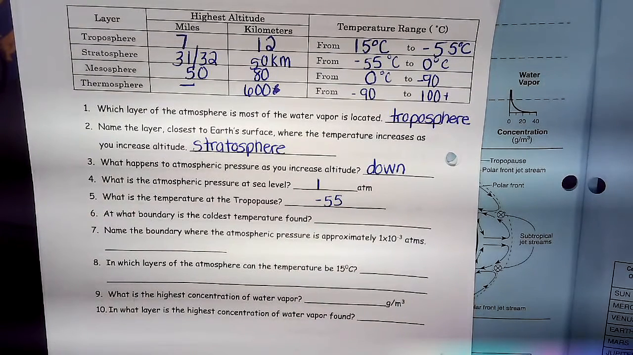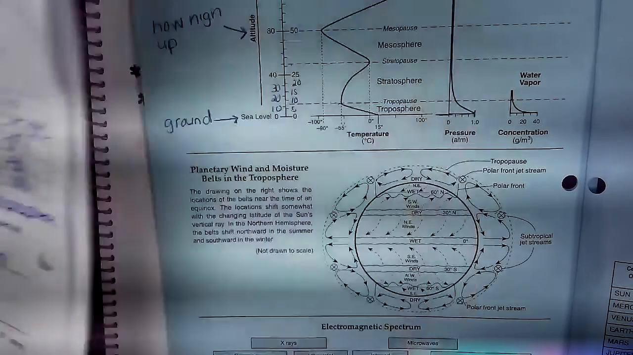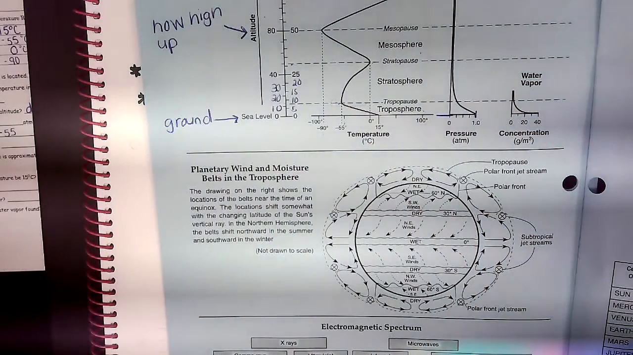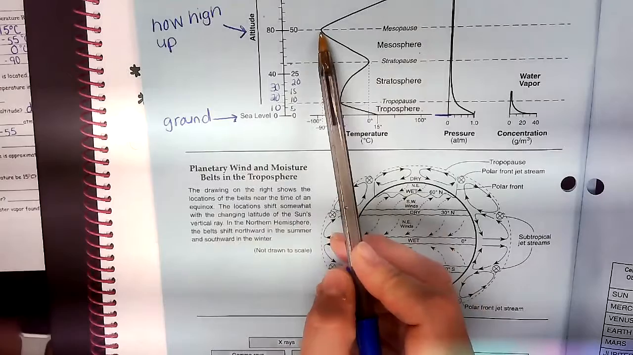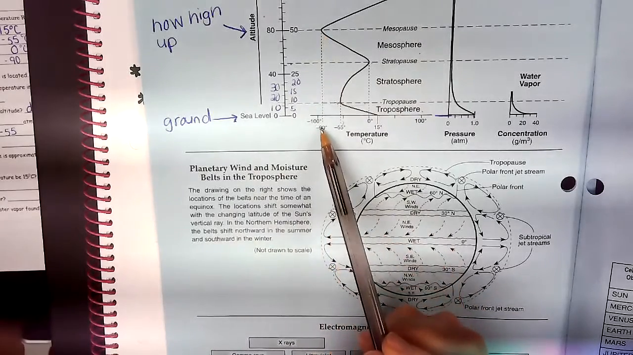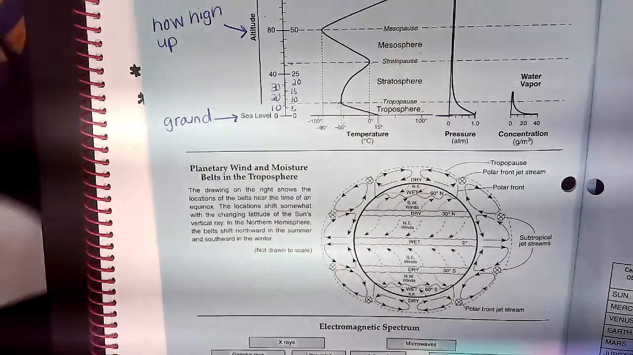At what boundary is the coldest temperature? So everybody go onto your graph. I'm going to just call on random people, so get ready. What boundary, so what dotted line has the coldest temperature? Daisy, do you see the coldest temperature? Which boundary? You got it right here. This is the coldest it gets, the furthest to the left. So it's -90 at the mesopause.